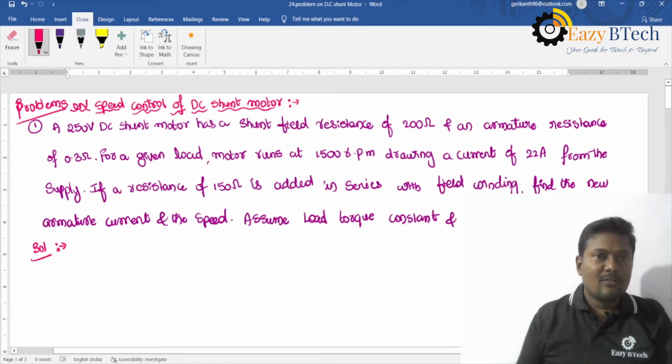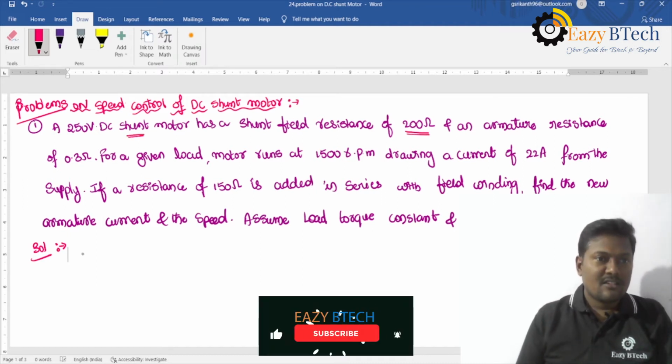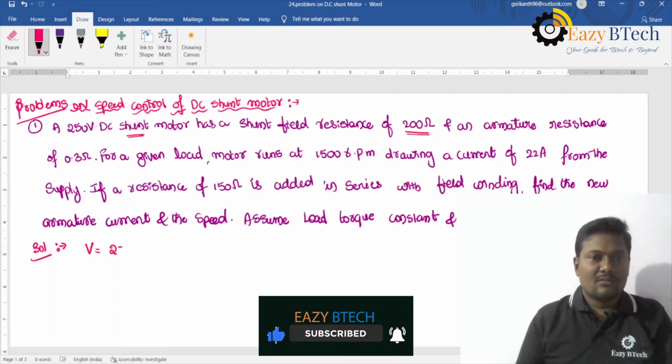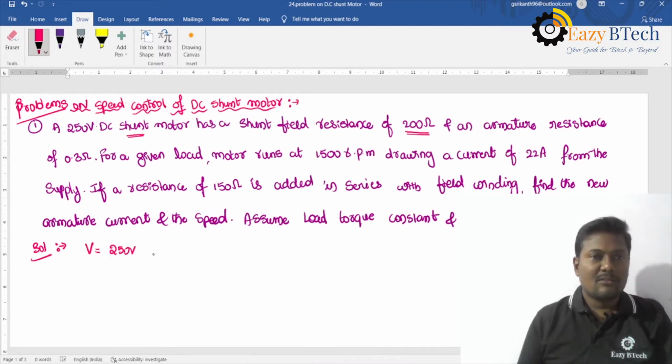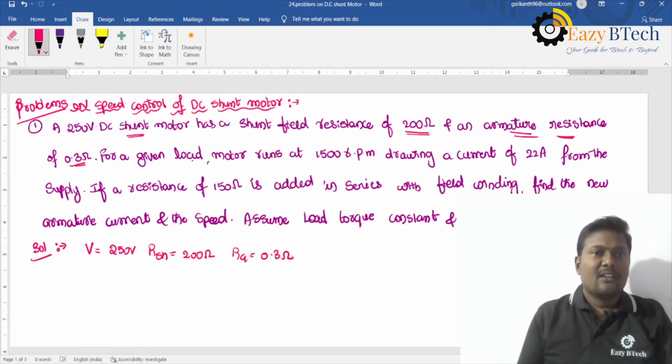A 250 volts DC shunt motor has a shunt resistance of 200 ohms. This 250 volts DC shunt motor means V is equal to 250, that is, the supply voltage is 250, and shunt field resistance of 200 ohms, and has an armature resistance of 0.3 ohms. So RA is equal to 0.3 ohms. For a given load, the motor runs at 1500 rpm.